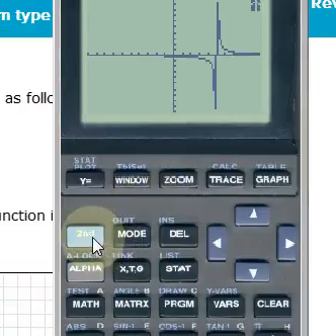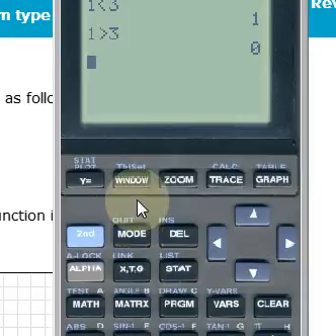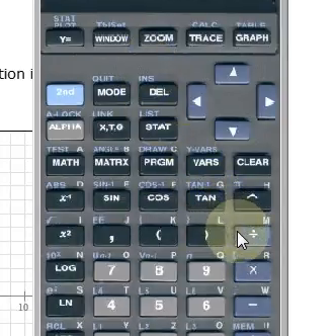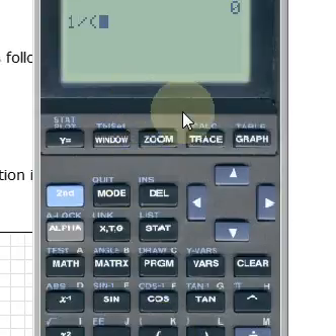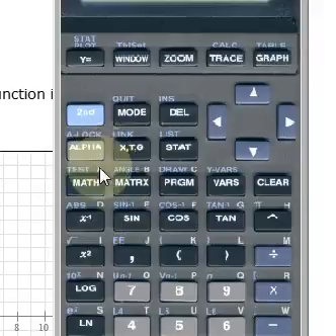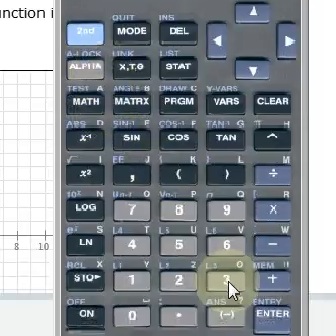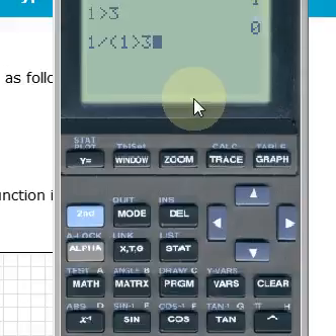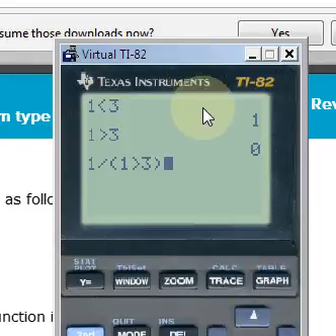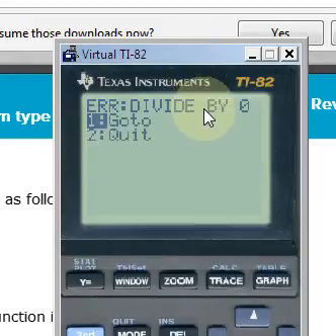Now let's take this for example. Let's try entering 1 divided by 1 greater than 3, which turned out to be 0. Now I'll show you how it works. 1 greater than 3. Now we've got that typed in. Just hit enter, and what do you know? We get error: divided by 0. So it's going to work. That's how this works.